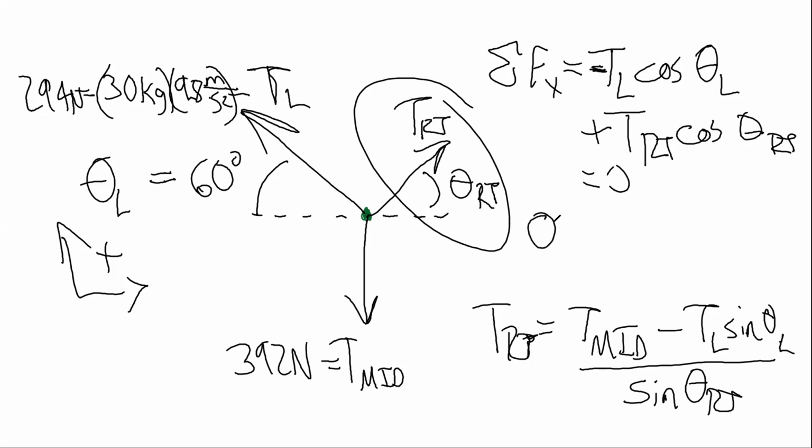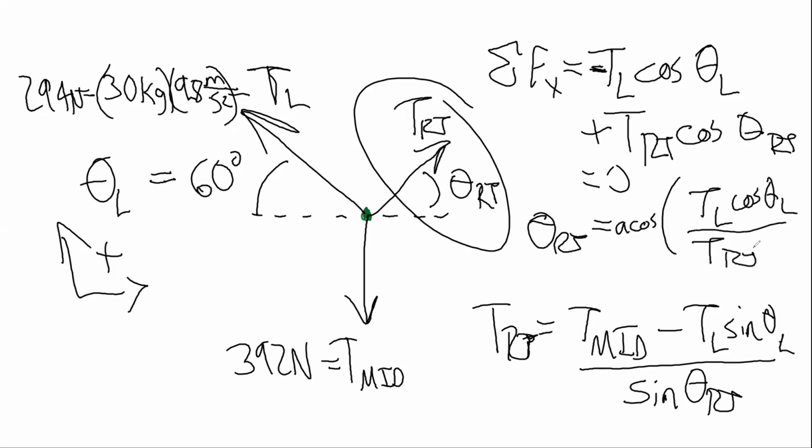Get something that looks like theta RT is the arc cosine of TL cos theta left, bless you, for TRT. Something like that, right? Except it's going to be problematic because TRT has sine theta RT in it, right? So we have to hold back a step and figure that out.